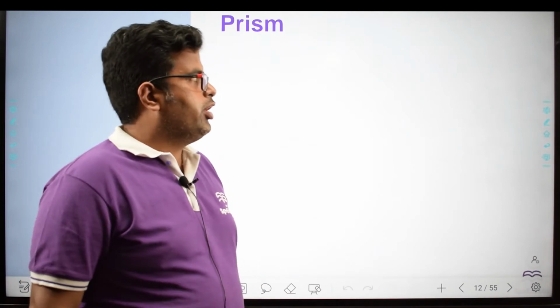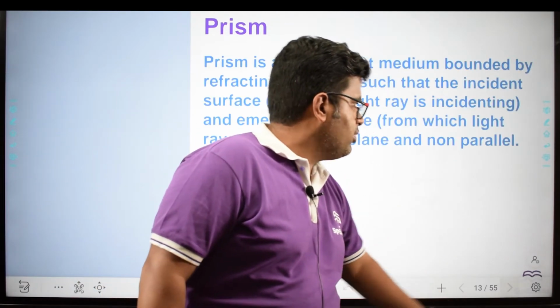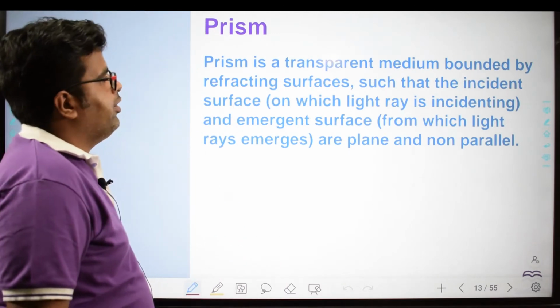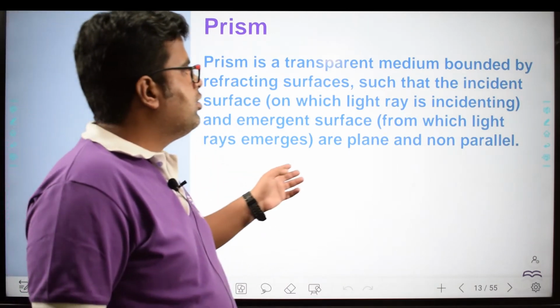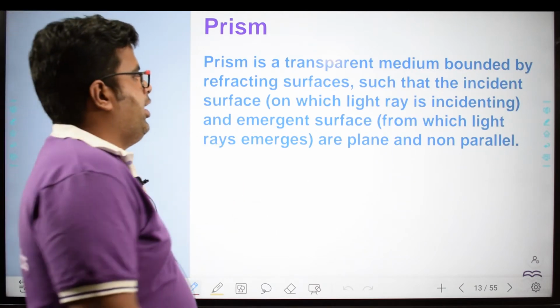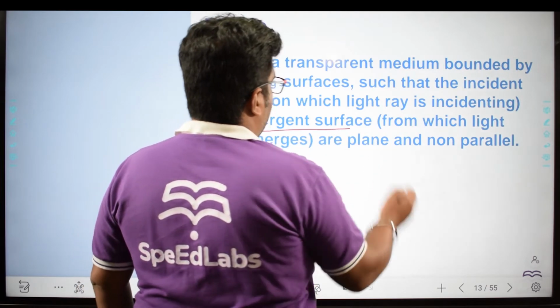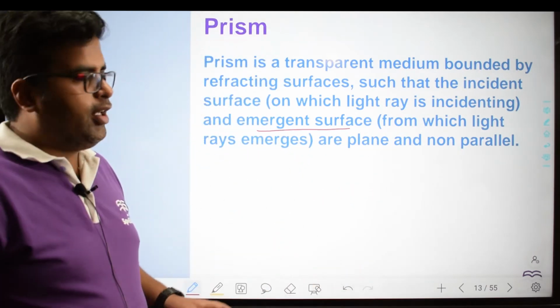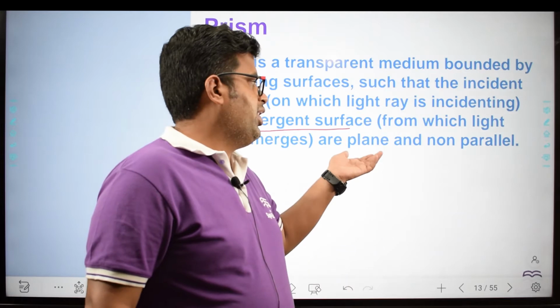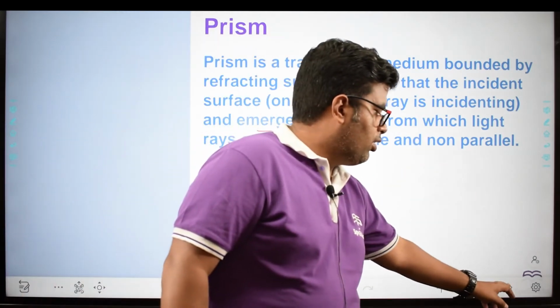Now we are going to see another important topic, that is your prism. So what is basically a prism? It is a transparent medium where the refraction of light takes place. And do remember, there are two surfaces and the incident ray will emerge out of the surface, and the light traveling through those two surfaces should be a plane and they should be non-parallel. So that's the standard definition of the prism.